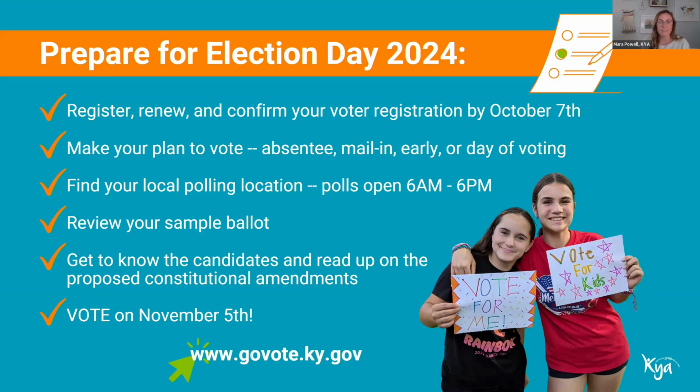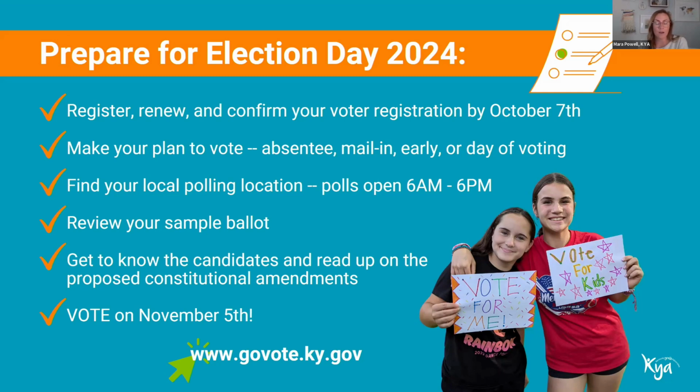And then one of the big things is making your plan to vote. Whether that's absentee, mail-in, or early or day-of in-person voting on November 5th, there are deadlines that lead up to absentee and mail-in. If that's the best option for you, you can go to govote.ky.gov to find deadlines from the Secretary of State's office about what that looks like for your community.